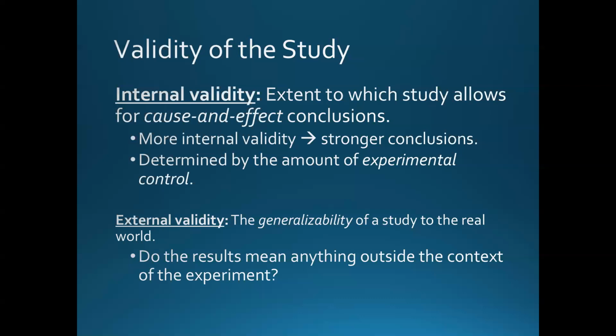External validity, on the other hand, is the generalizability of a study to the real world. So do your results that you found in your laboratory, or wherever you're doing your experimental study, or the study in general, it doesn't have to be experimental, but do the results mean anything outside the context of the experiment?